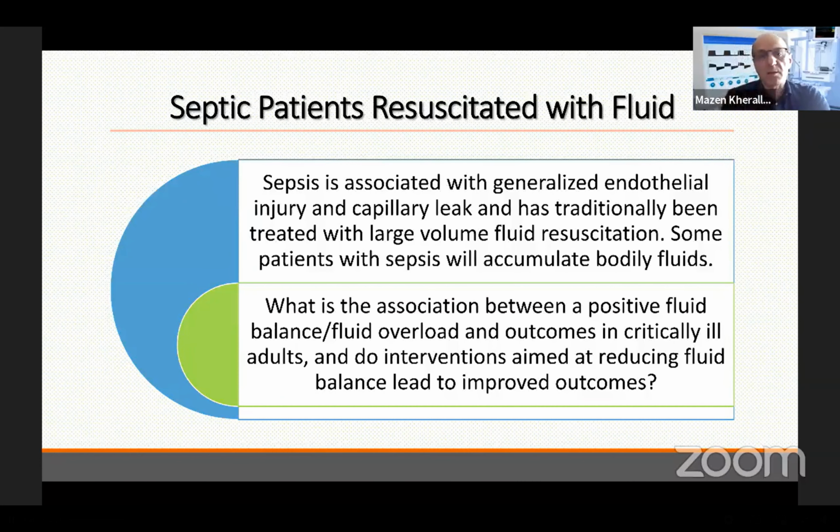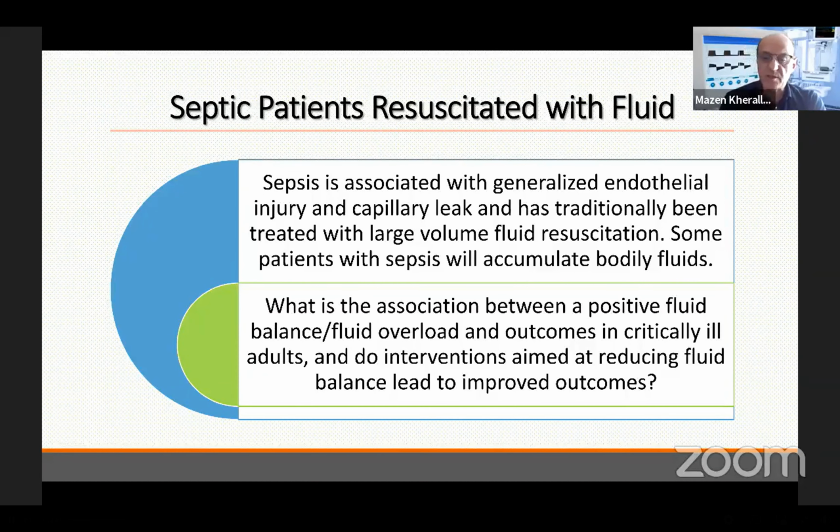So patients with septic shock: sepsis is associated with generalized endothelial injury and capillary leak. Traditionally, we give large volume fluid resuscitation, and the Surviving Sepsis guidelines would recommend at least around 30 ml per kg to be given, or at least started within the first 1 hour. Of course, some patients will accumulate fluid.